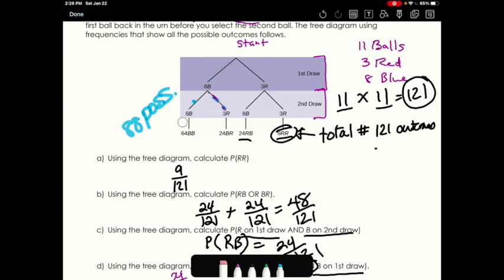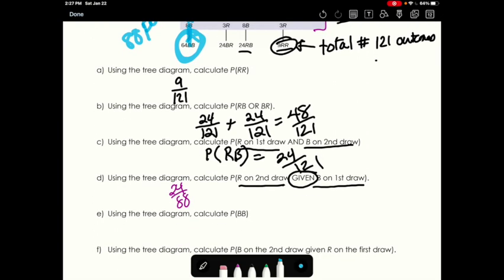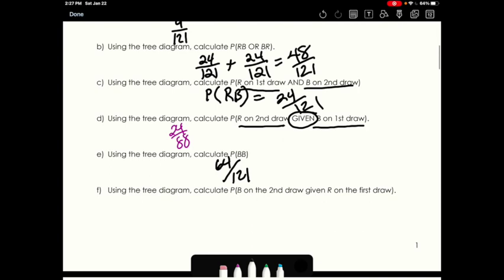Okay, using the tree diagram, calculate the probability of getting a blue and then another blue. Let me erase my clutter. If I get a blue and then I get another blue, that's this branch here. Now it doesn't say specifically given a certain condition. It just says you want blue and then you want another blue. So since it doesn't say given, we're only going to calculate this out of the total, not from a specific subgroup. Since there are 64 chances out of 121 to get a blue and then another blue, we're going to write that probability down as 64 out of 121.